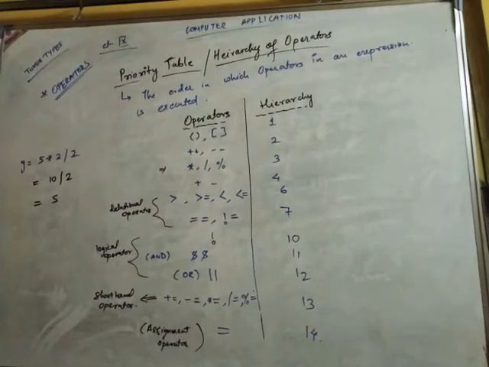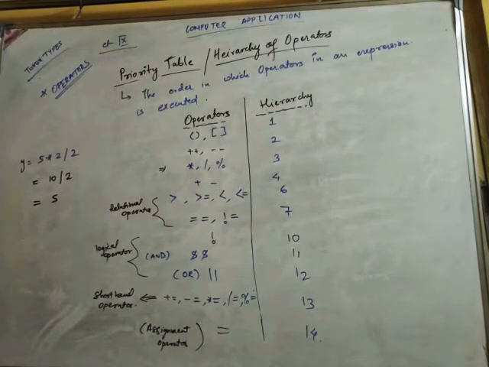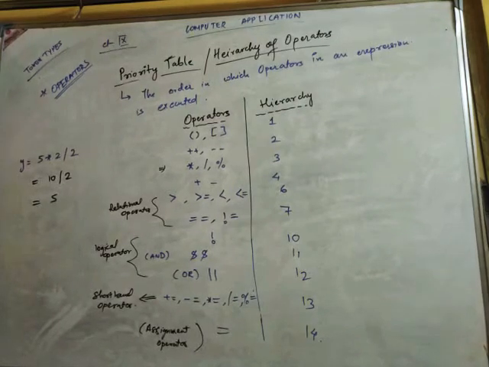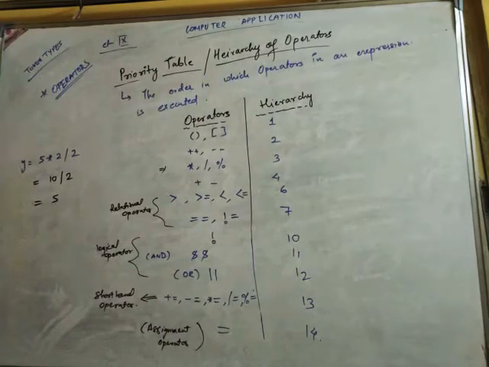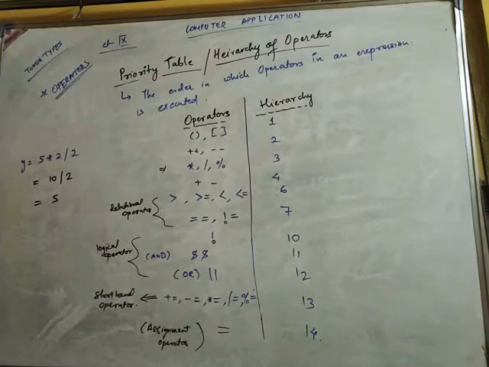So in an expression, in this form we have to look for solving the given expression. In this order. The order in which the operators in an expression are executed is called the priority table or your hierarchy of operators. Clear, all of you? Understood? See it properly. Now we'll see the next. We'll see how to solve expressions using the priority table. Okay, clear?